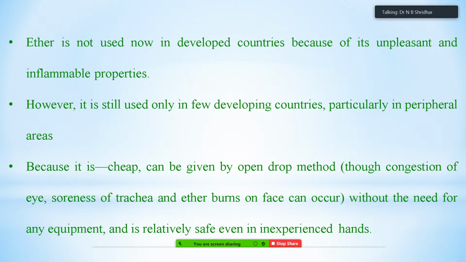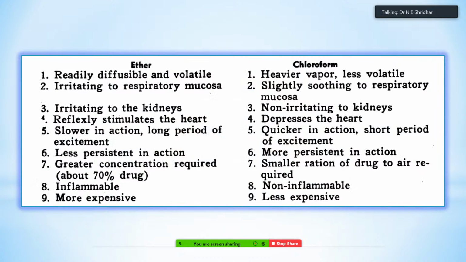So because it is cheap and can be given by the open drop method, congestion of the eye, soreness of the trachea, and burns of the face may also occur. If the patient is administered the agent by the open method, then a fire can also catch if the person administering is a little careless. Without the need for any equipment, it is relatively safe even in experienced hands. In inexperienced hands also, this agent is safe, with all the demerits and merits.